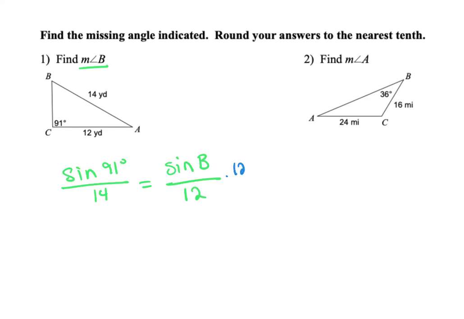So how do I solve for sine B? Multiply both sides by 12. All right? Now here's the thing. If I say 12 times the sine of 91 over 14, I have solved for the sine of B. Did they ask me for the sine of B? No. What did they ask me for?